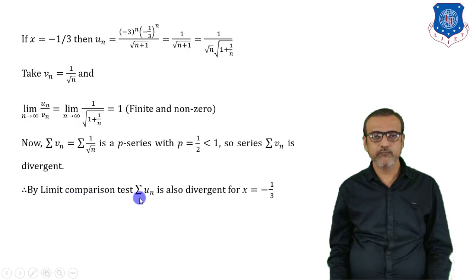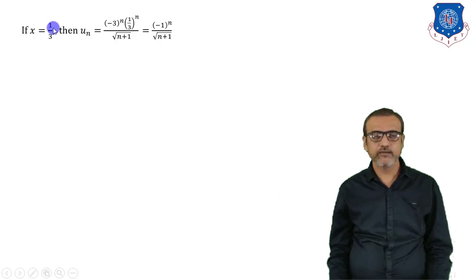Therefore, by the limit comparison test, sigma un is also divergent for x equals minus 1 upon 3. Now if x equals 1 upon 3, then un equals minus 3 raised to n, replacing x by 1 upon 3, so it is (1 upon 3) raised to n, divided by square root of n plus 1. So 3 raised to n will cancel out, and this equals (minus 1) raised to n upon square root of n plus 1.